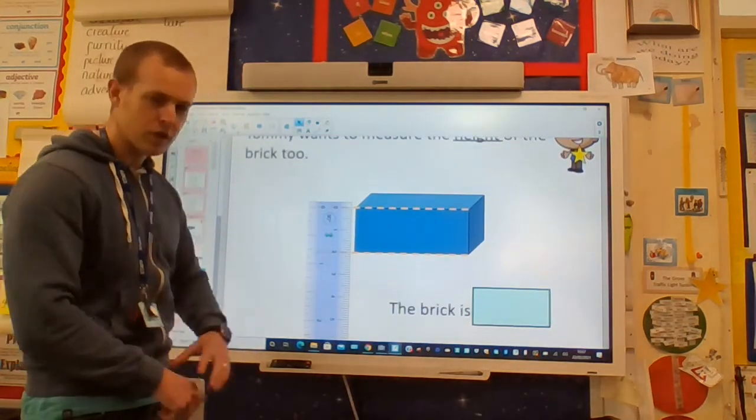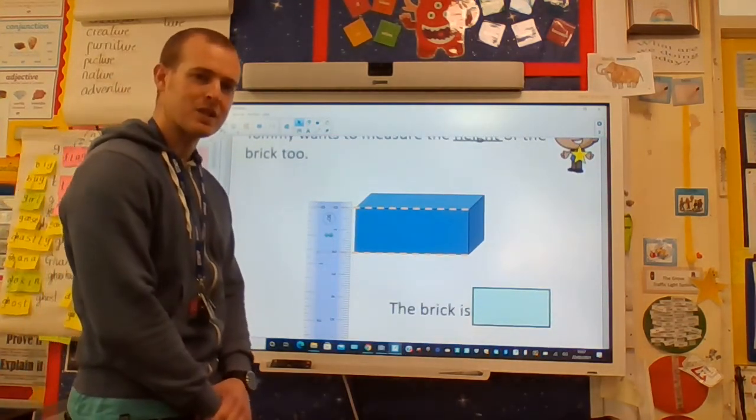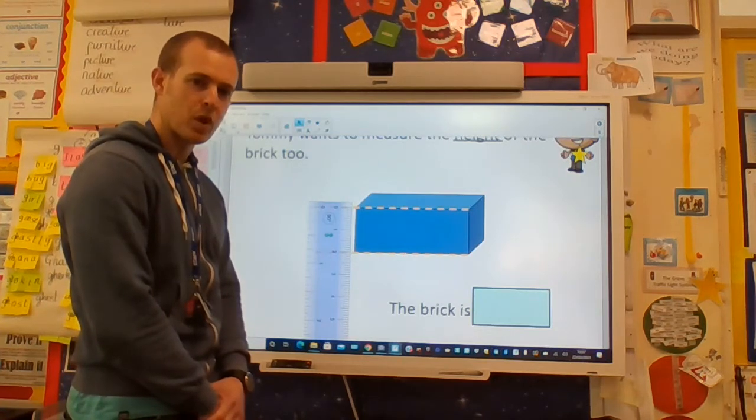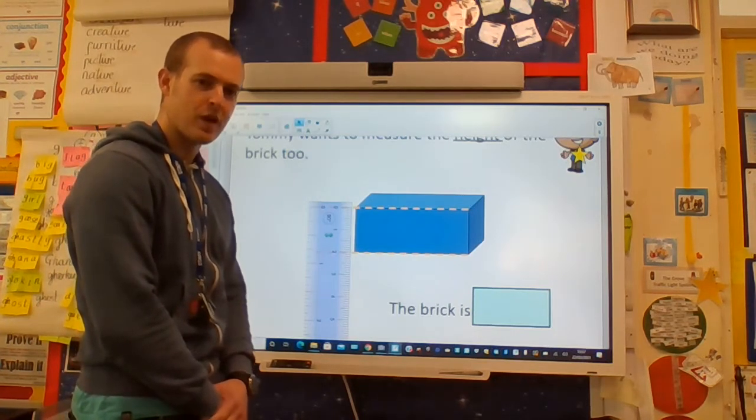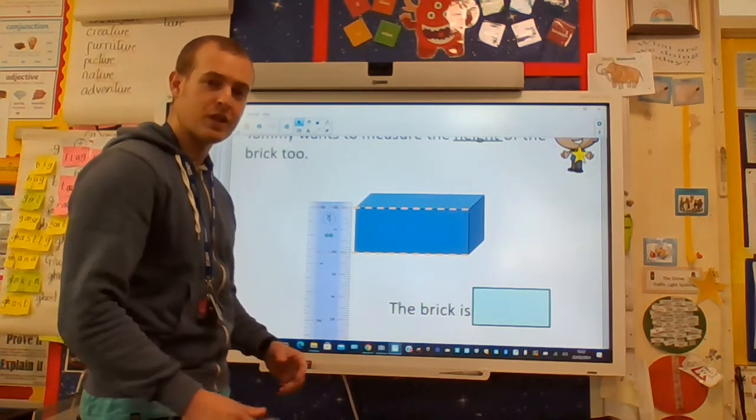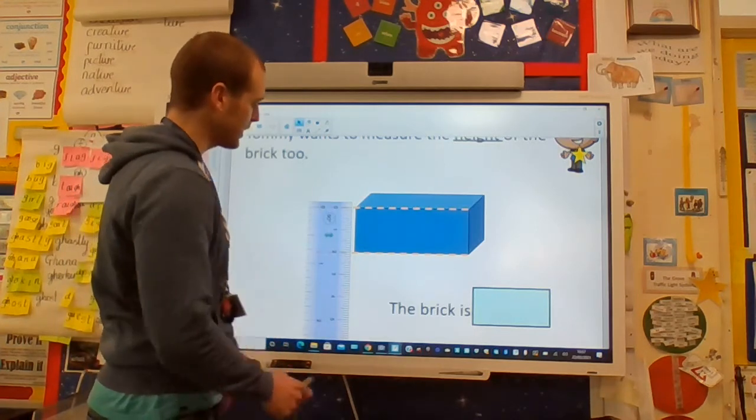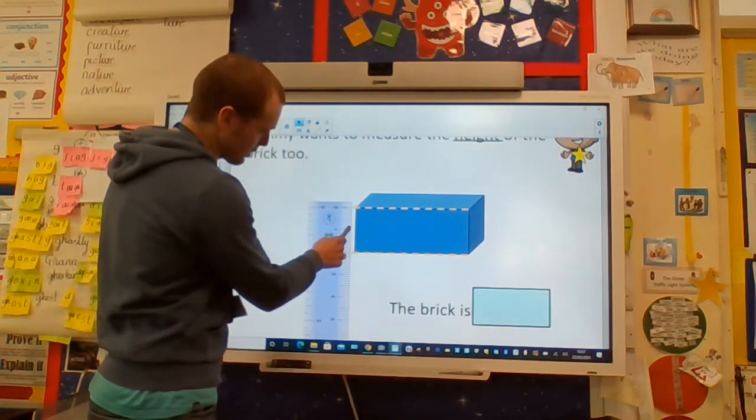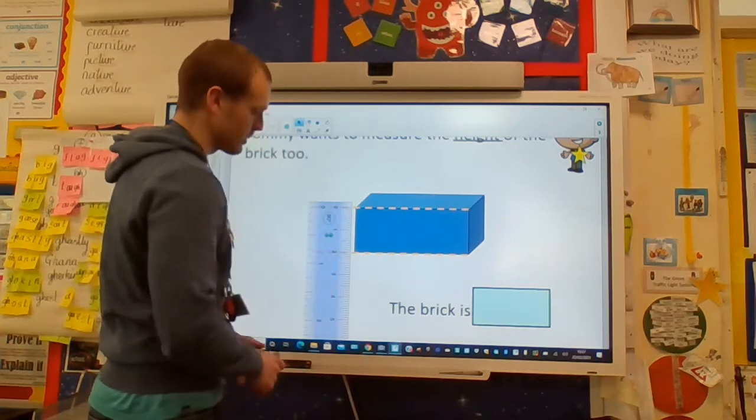Have a little look at my ruler. How many centimetres high is Tommy's brick? Pause the video here, have a workout. Could you read it? Could you read the ruler? His brick is not 1 centimetre, but 2 centimetres.